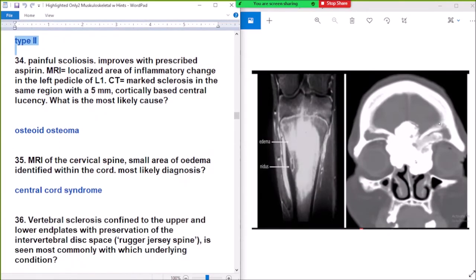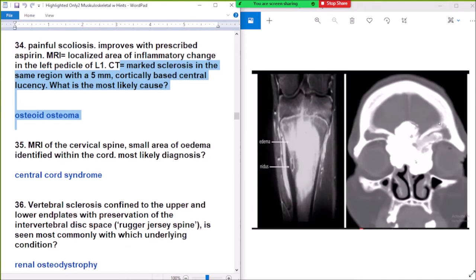Question number 34. Patient has painful scoliosis. Pain improves with aspirin. MRI shows a localized area of inflammatory change in the left pedicle of L1. CT scan shows marked sclerosis in the same region with a 5 mm cortically based central lucency. Most likely cause: osteoid osteoma.